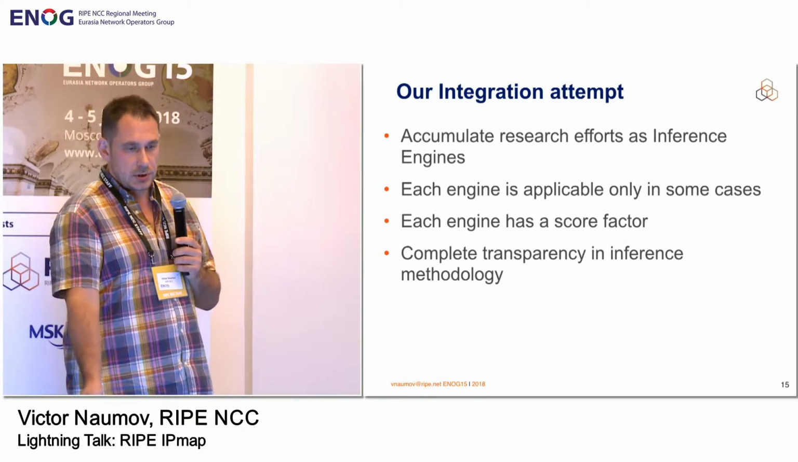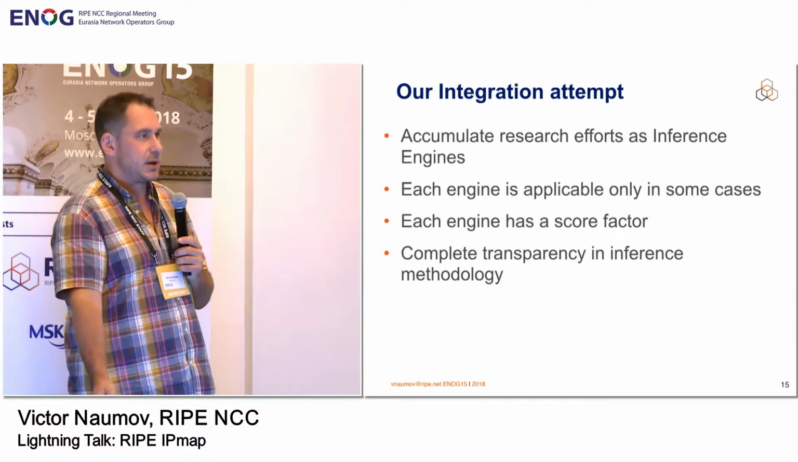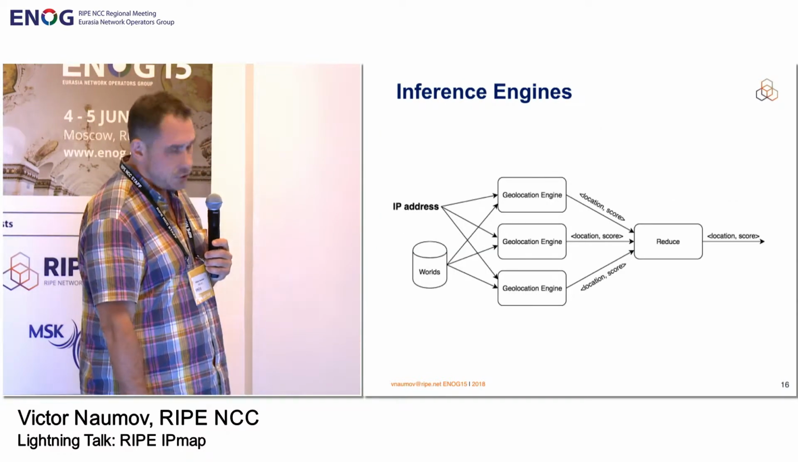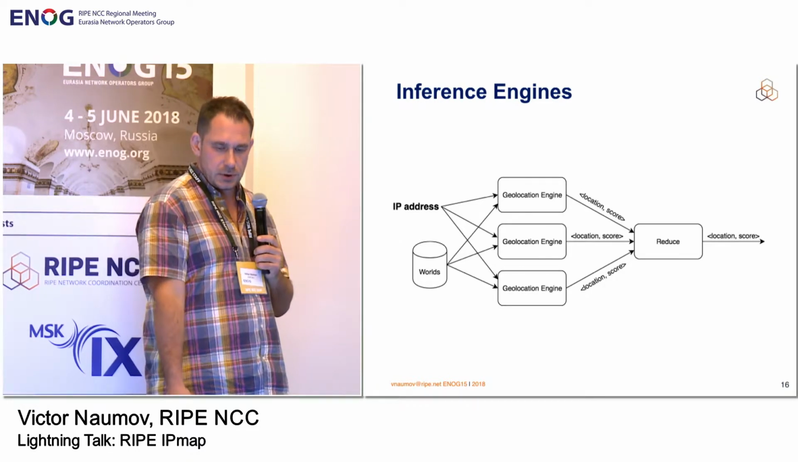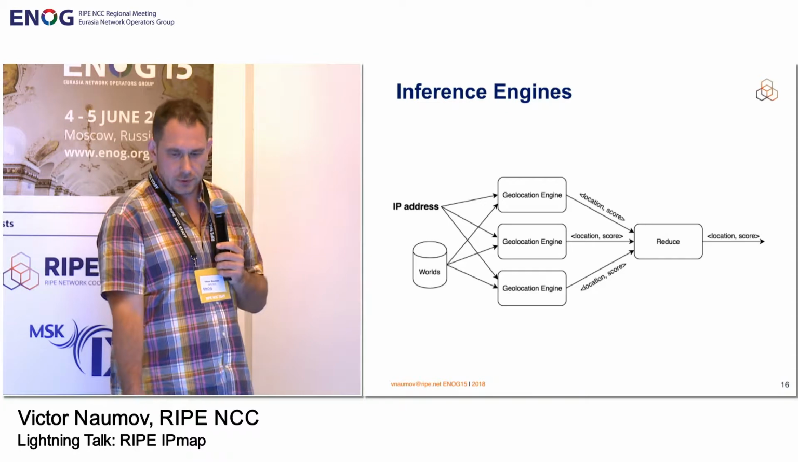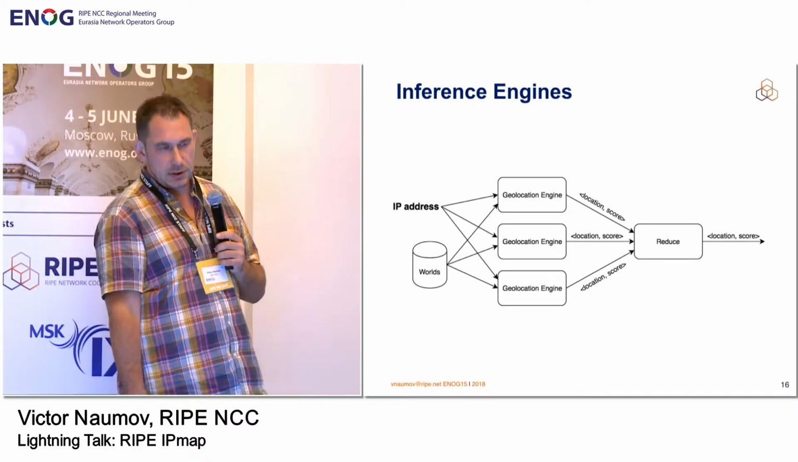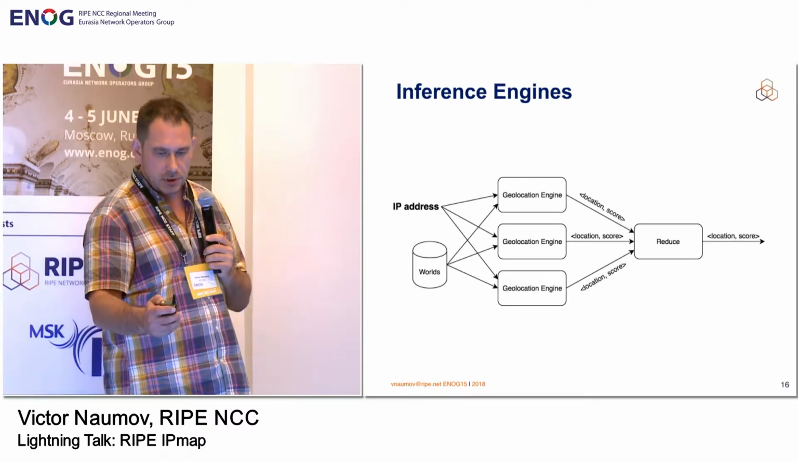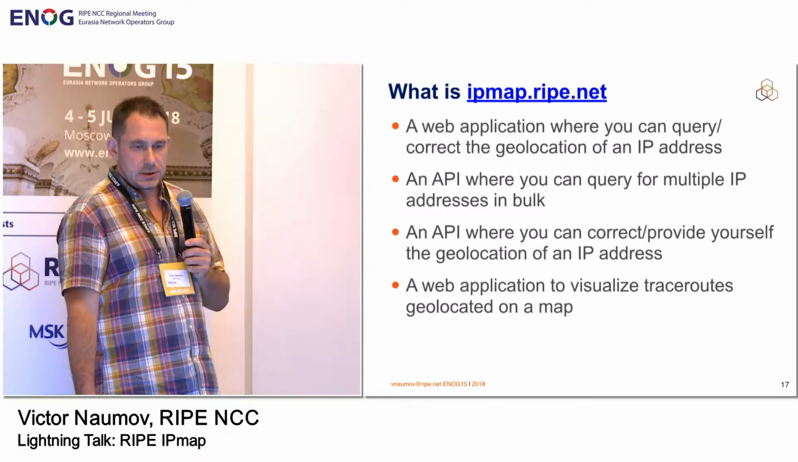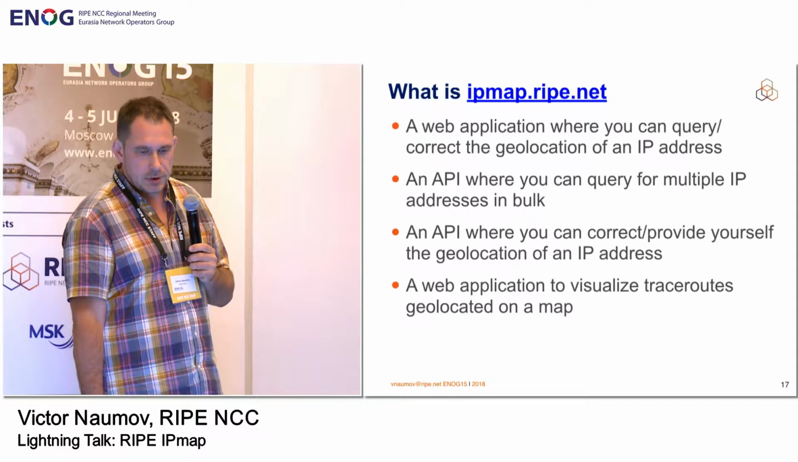And then to show how it works, and to give complete transparency in decision making. That's what it looks like. So we see that geolocation engines, different geolocations, each one has its own weight. Then we reduce it, and then eventually we get the final result.